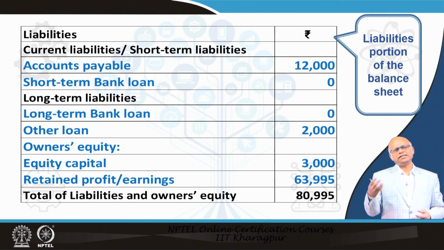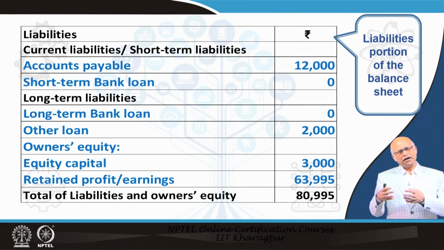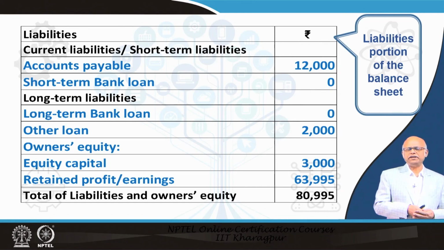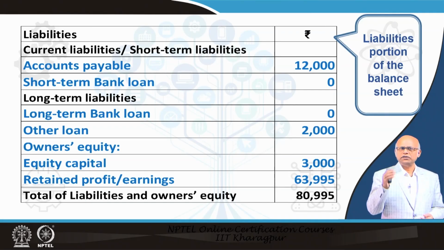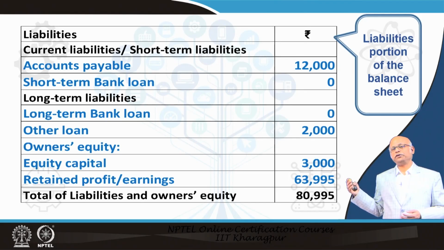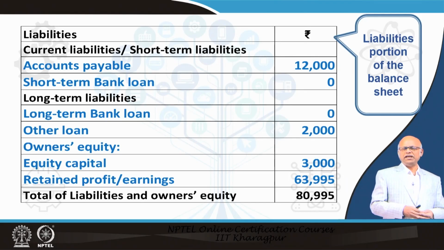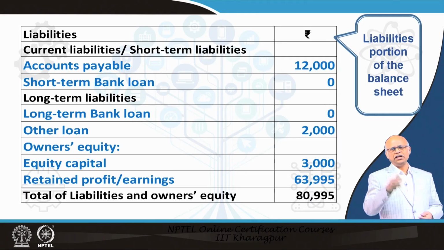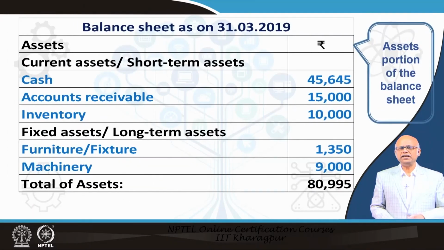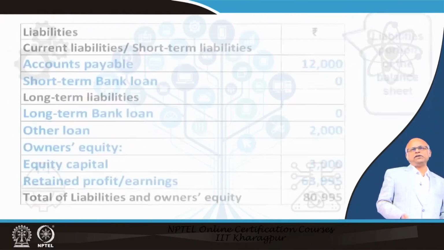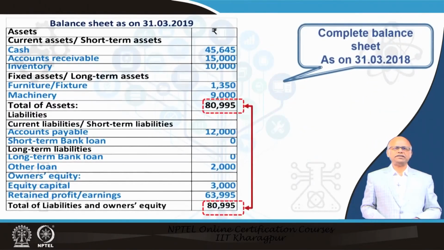Then, as I said, whatever profit you plow back out of net profit after distribution of dividend, that comes here and is added up with retained profit or reserves and surplus. So, retained profit was 63,995 this year, and previous year's balance was 0. So, 0 plus that is 63,000, total is 80,995. This is the total of the liability side, this is the total of asset side. You can very well see that they are exactly the same.